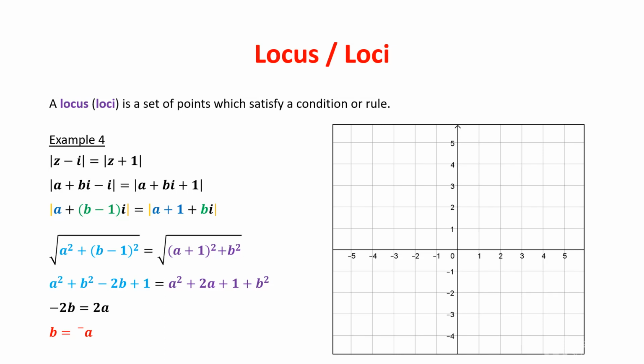Now just think of b as the imaginary, which is your y-axis, and a is your x-axis. It's just y equal to minus x. And that represents a straight line graph coming down in the negative direction. And that's the set of points which satisfies this example.